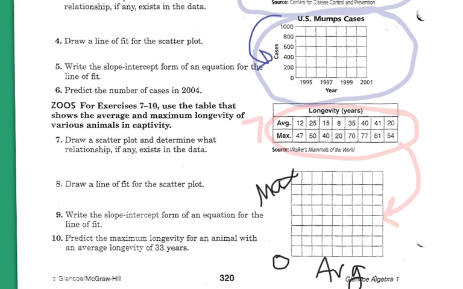Okay, on number 8, you will draw the line of fit. Nice straight line going through the points that you plotted on the graph. Number 9, you're going to write the slope-intercept form of an equation for that line of fit.